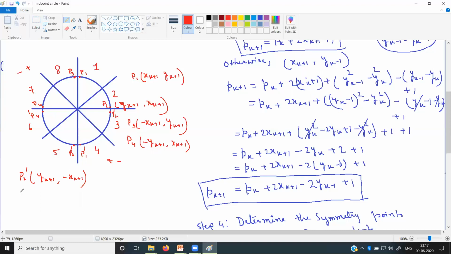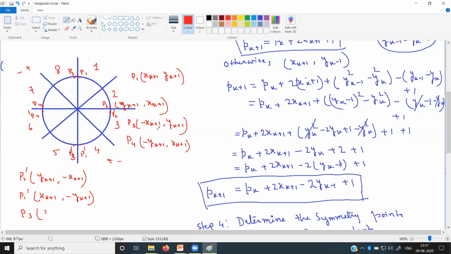Similarly, if you consider P1 dashed, it is the mirror image of P1 with respect to the x-axis. So this value will be x of k plus 1, minus y of k plus 1. And P3 dashed is the mirror image of this P3. So what can we write? We can write P3 is nothing but... what is P3 over here?